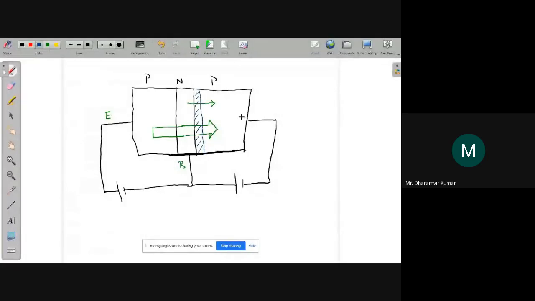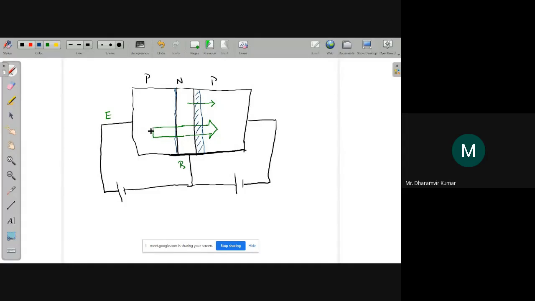And this is the depletion region for the emitter base junction, which is very thin. Although I'm not drawing it here, you assume that this is very thin as compared to the depletion region for the collector base junction. This is because of majority charge carriers, and this is because of minority charge carriers. But the direction of flow of current is the same for these two cases.